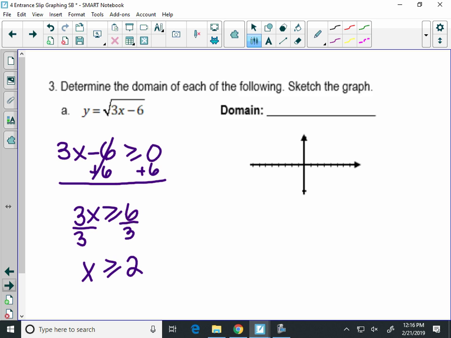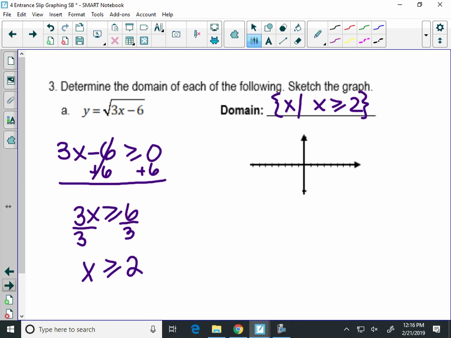Now if I write the domain, typically it doesn't say here to write it in set notation. But if I were to write it in set notation, remember that's where you have the curly brackets. We've done a lot of that. And all you would write is your domain: x is greater than or equal to 2. Now we want to sketch a graph here. All I know is, let's do it again.